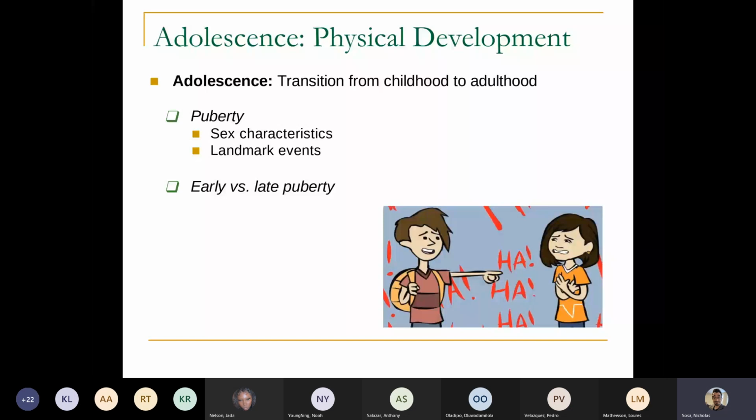Others crawl a little bit earlier than others. Others walk a little bit earlier than others. Well, same in the teenage years, right? Some boys and girls reach puberty a little bit earlier or later than others. And although this natural variation is natural, there are a lot of social consequences for teenage boys and girls if they have a very early or late puberty, okay?